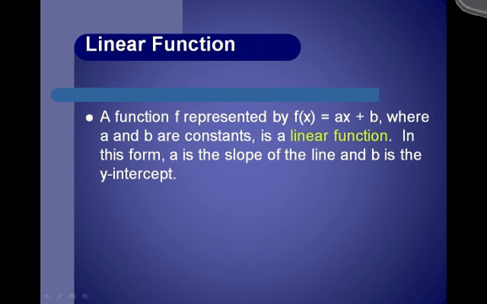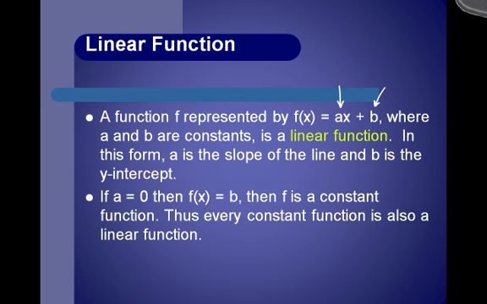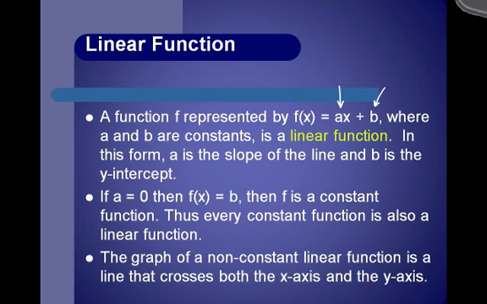A function f represented by f of x equals ax plus b, where a and b are constants, is a linear function. In this form, a, or the number in front of x, is the slope of the line, and b, the number at the end, is the y-intercept. If a is 0, then f of x equals b, and f is a constant function. Therefore, every constant function is also a linear function.